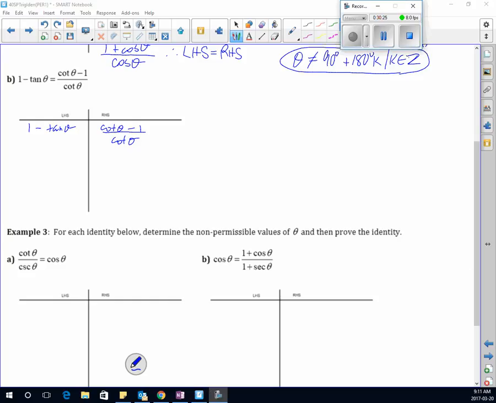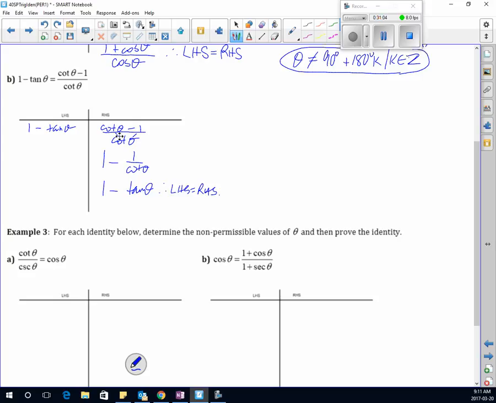Okay, so we're going to start with the right side because it's more complicated. Does anybody know what we should do? You could. There's a much easier thing to do. You can actually divide this like it says here. Divide to both of them. So you get 1 minus 1 over cotangent, which is what? 1 minus tan theta. Done.